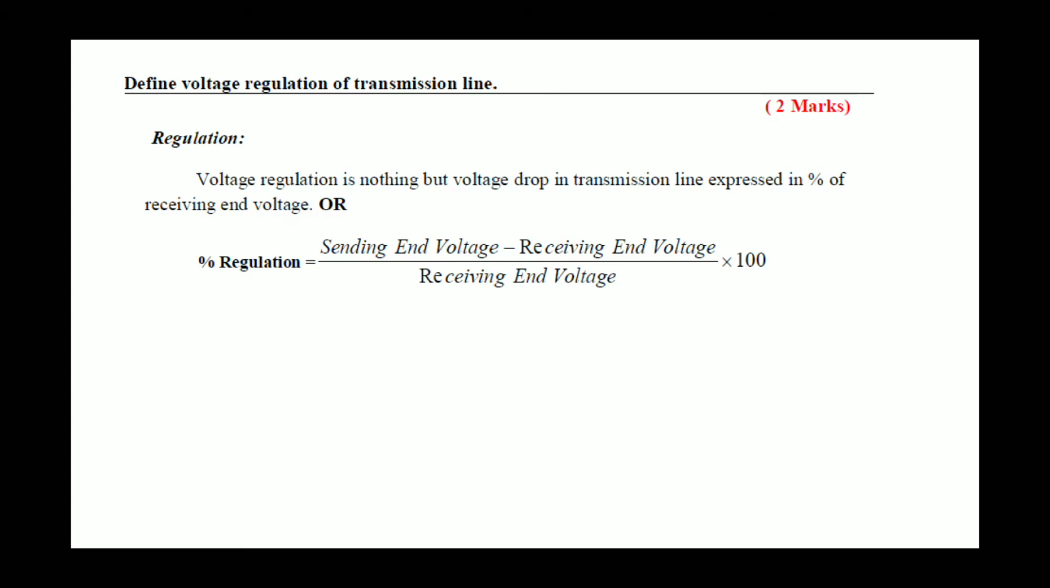Now we start the performance of the short transmission line. First, voltage regulation of a transmission line. What is voltage regulation? The voltage regulation is nothing but the voltage drop in the transmission line expressed as a percentage of the receiving end voltage. And the formula for calculating the voltage regulation is: voltage regulation equals sending end voltage minus receiving end voltage, divided by receiving end voltage, into 100.